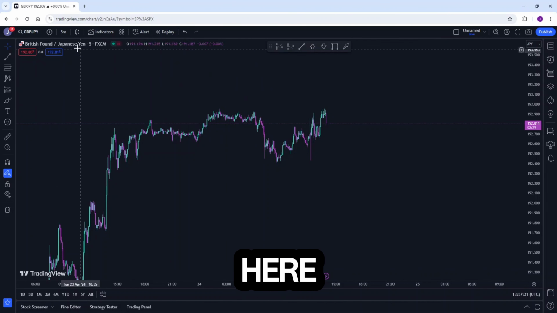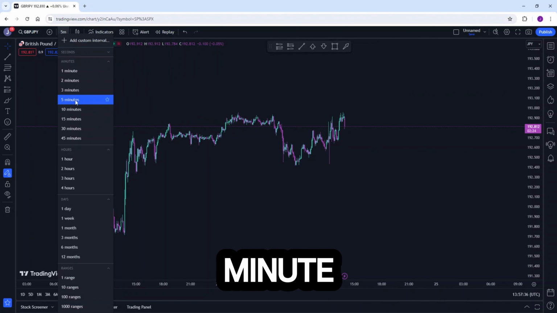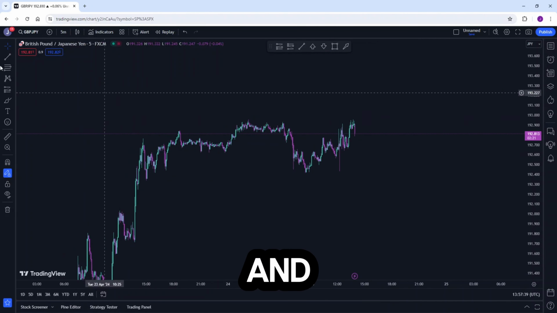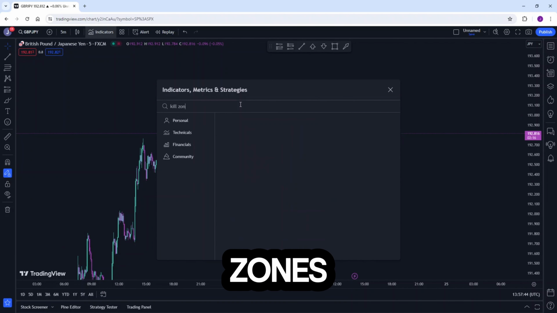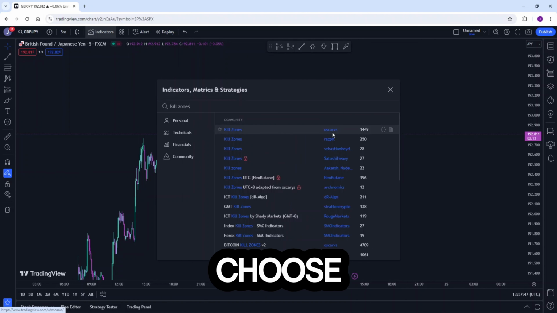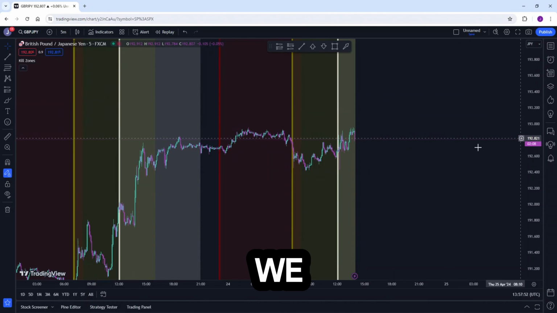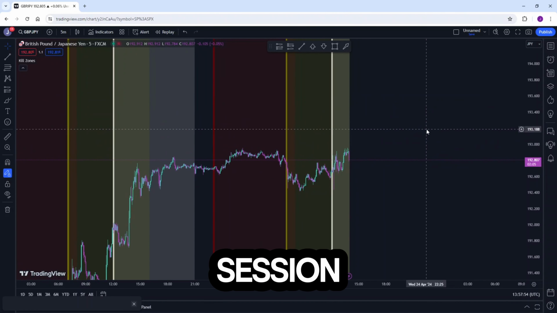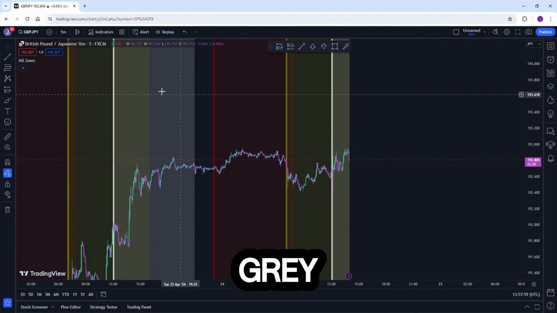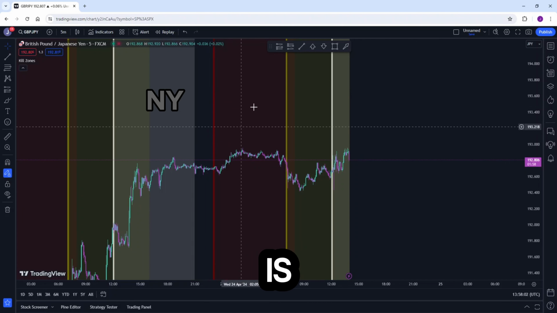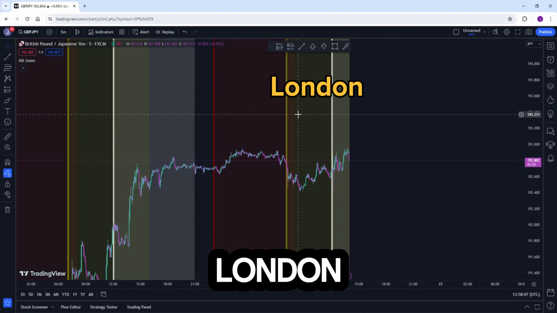Okay, so we have here the GBP JPY chart. Just choose the 5-minute time frame, and now we go to the indicators, search for kill zones, then choose this one by Oscar, click on it, and now we have three major sessions. The gray is the New York session, the red is the Tokyo session, and the yellow one is the London session.